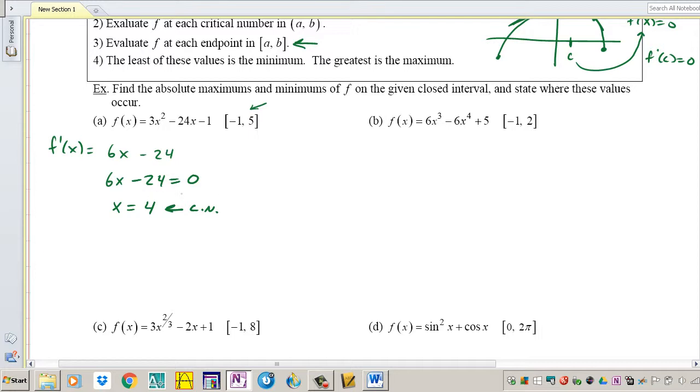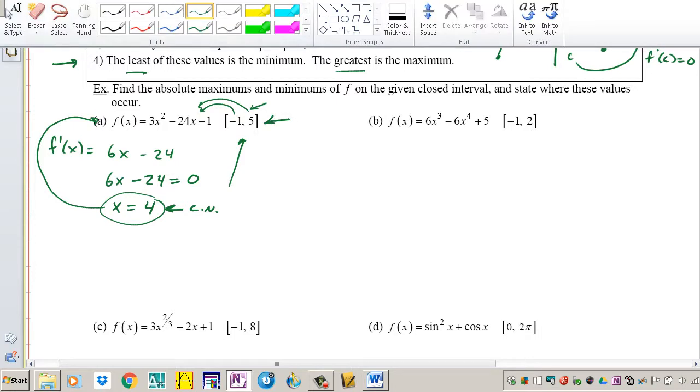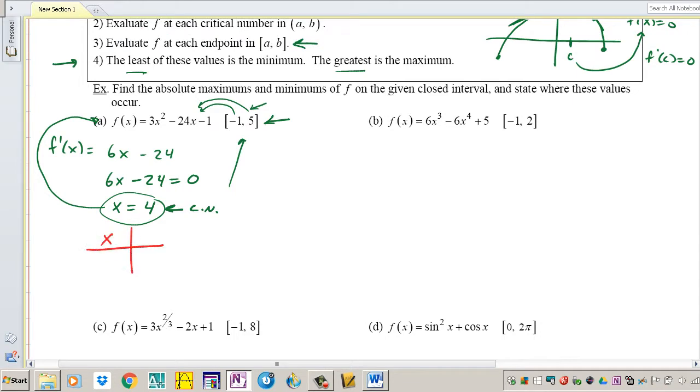So 4 is a critical number, so we have to test 4 and we have to test the endpoints. So we really have 3 candidates. And how do we test it? Well, look at step 4. We're going to plug these numbers into our original equation and see which one is the least and which one is the greatest. And we have to have an absolute max and absolute min, especially since we're on a closed interval from -1 to 5. So it's very simple. You just draw an x and y table, and then we're going to check -1, 4, and 5.